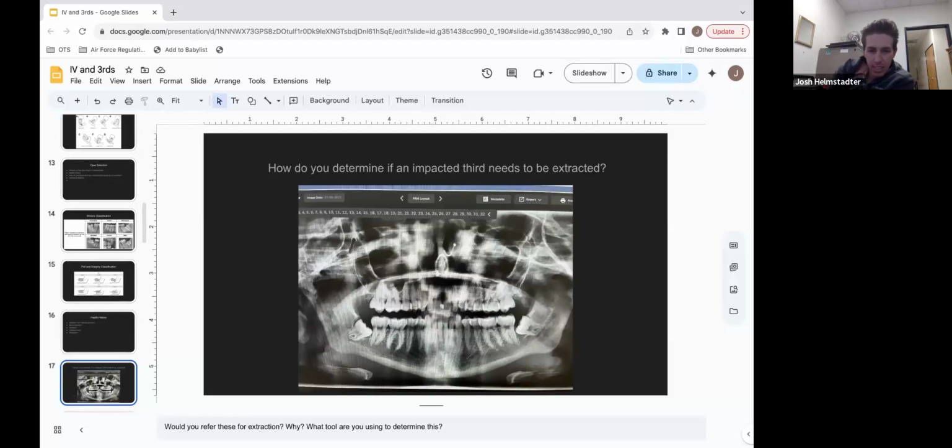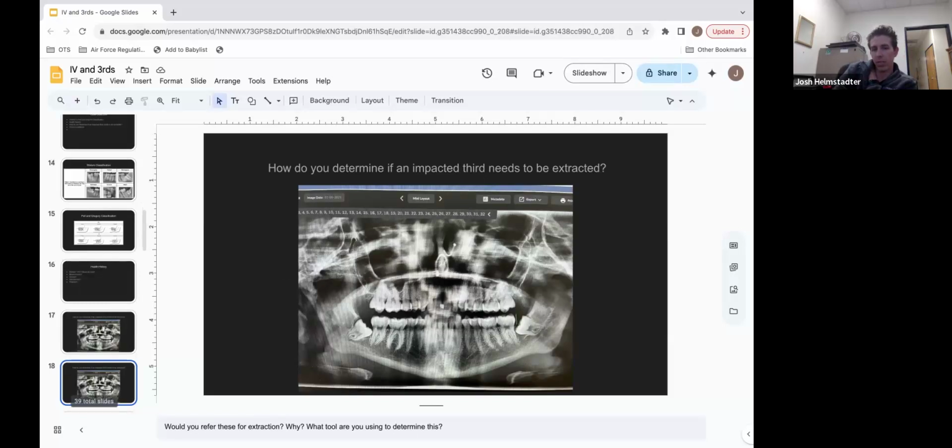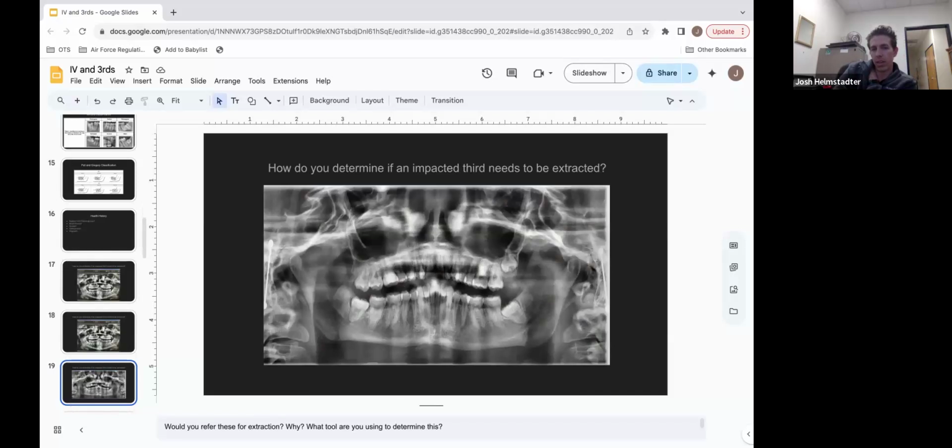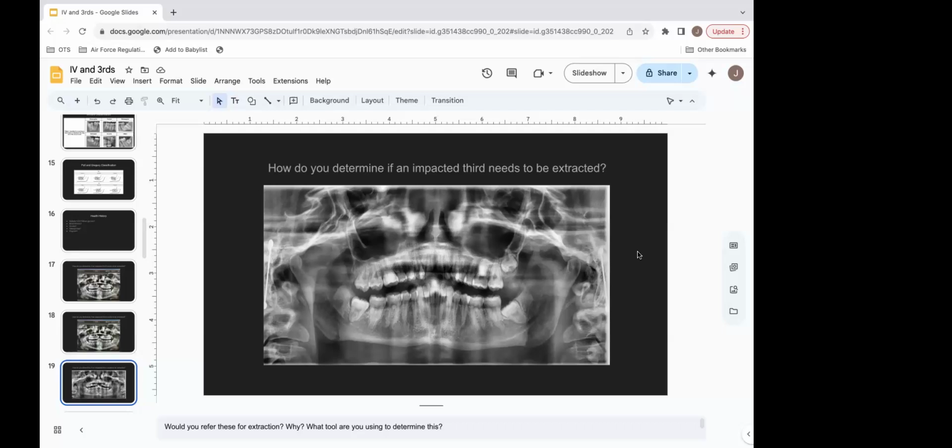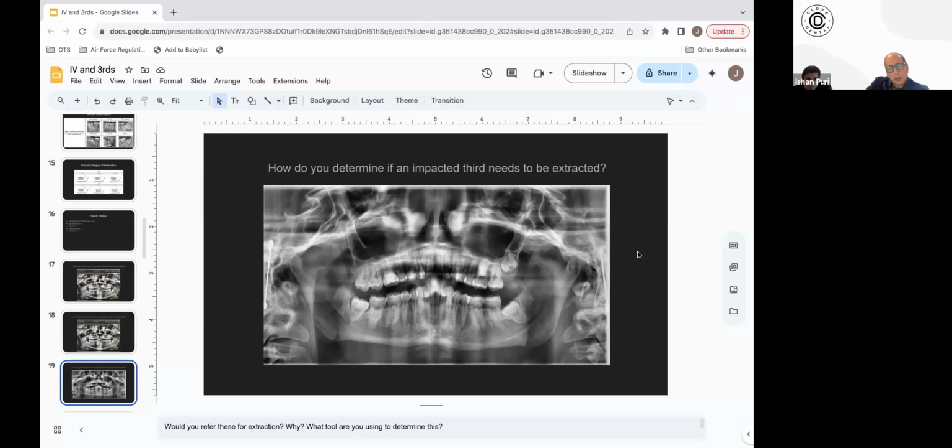So let me ask you guys this. How do you determine if an impacted third needs to be extracted? For instance, this pano versus this pano. Actually, let's do this pano. Which ones would you take out in this case? Anyone? I would take maybe the upper right if it's causing any problems. Number 1 and 32. Yeah, 1 and 32 for sure. 16, I wouldn't touch it. It's more risk than benefit to the patient. You're going to have to remove a lot of bone to get that out.